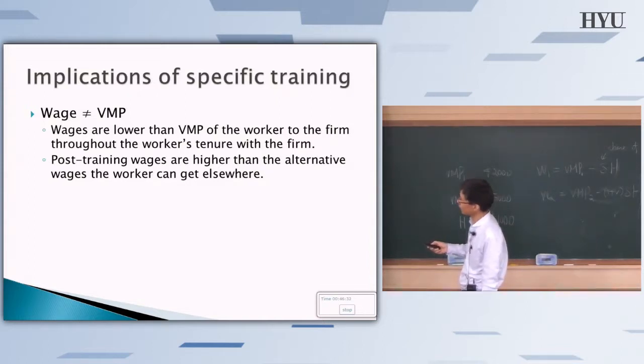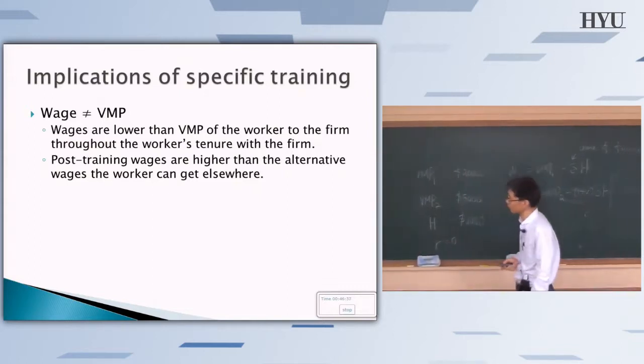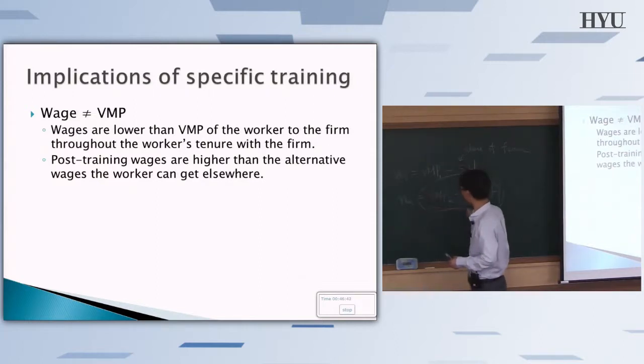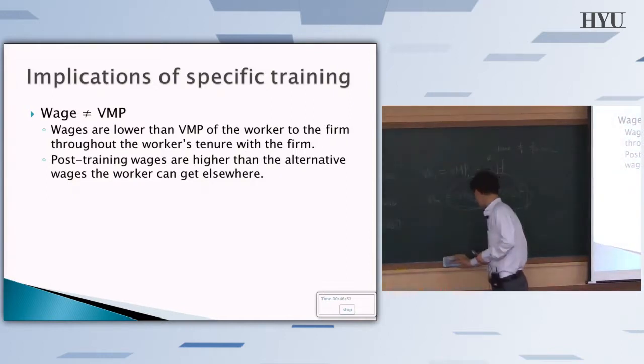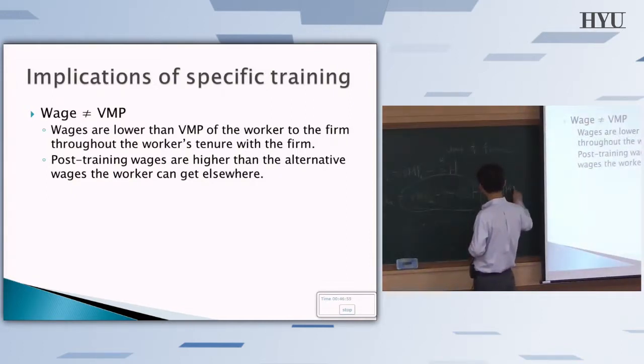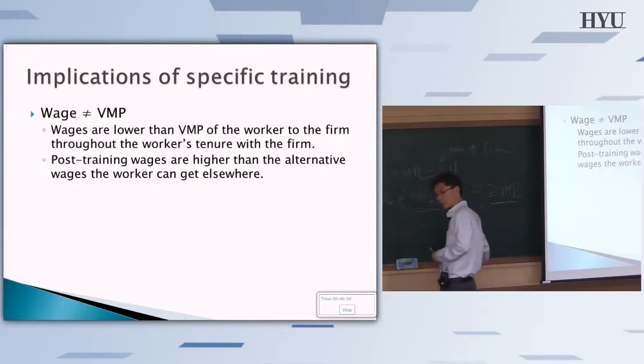And the second thing is that post-training wage must be higher than the alternative wage, because if this amount is lower than BMP0, then the worker is not going to stay. That means if the worker actually stays, this must be at least equal to BMP0.